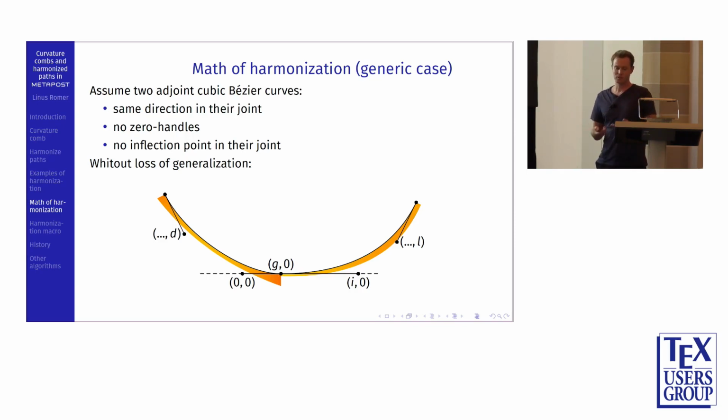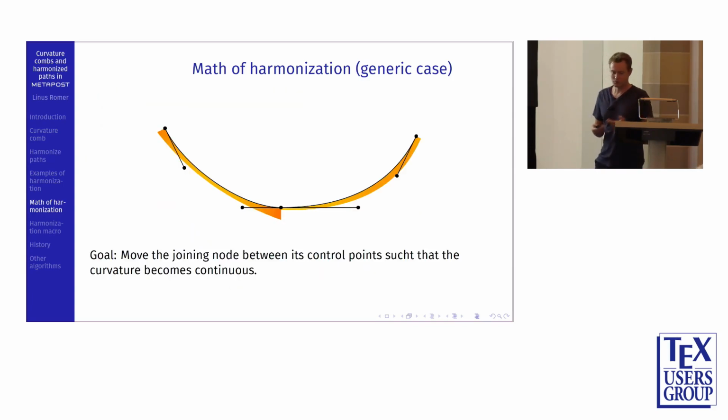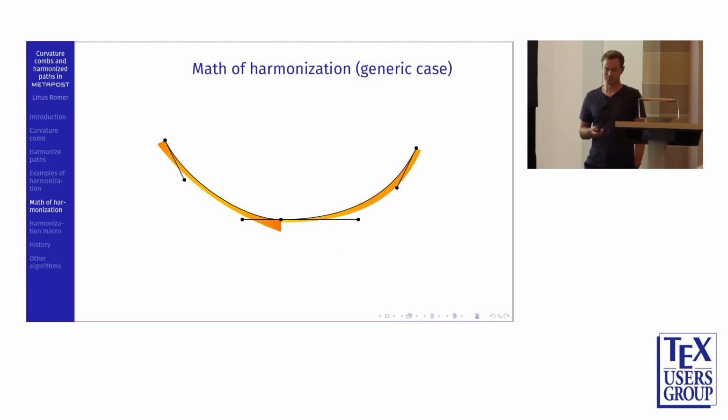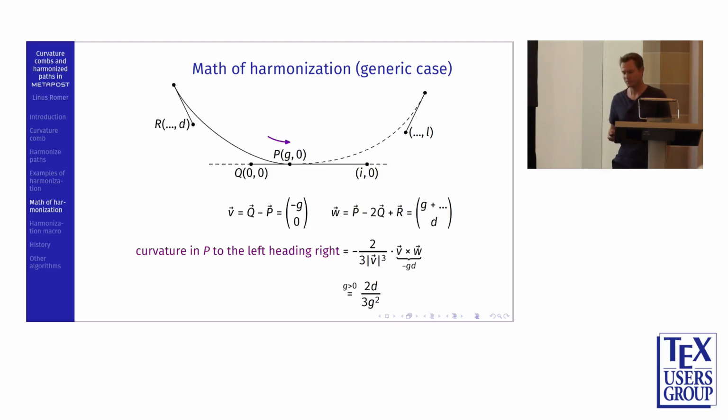The generic case is that you have two segments that join in the point G and 0, and we assume that they have the same direction in their joint and that there are no zero handles, so there are no collocations of control points, and there's no inflection point in their joint. So we can assume that it looks like this, and the goal is that we move the joining knot to the right place such that the curvature becomes continuous.